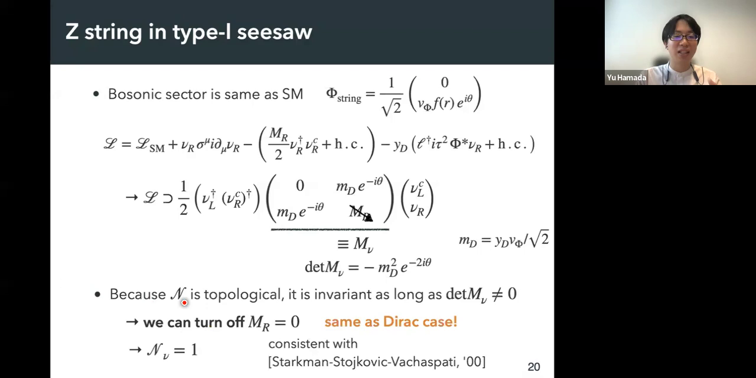So we know that this is topological, so we can turn off the right-handed Majorana mass. So we see that this is the same as the Dirac case without solving the Dirac equation.